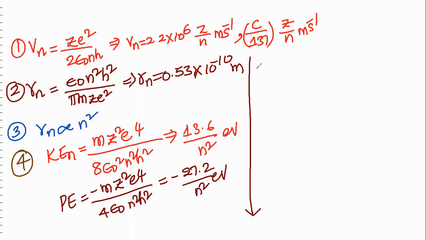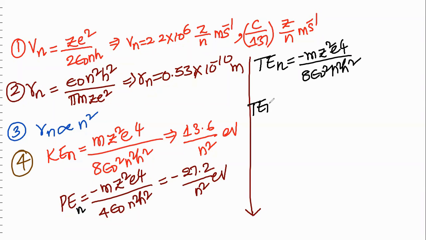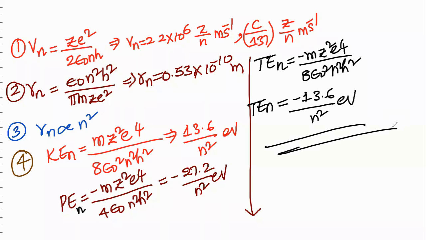Total energy of the electron in the nth orbit, TE n is equal to minus m Z square e power 4 divided by 8 epsilon naught square n square h square, which is minus 13.6 divided by n square electron volts.